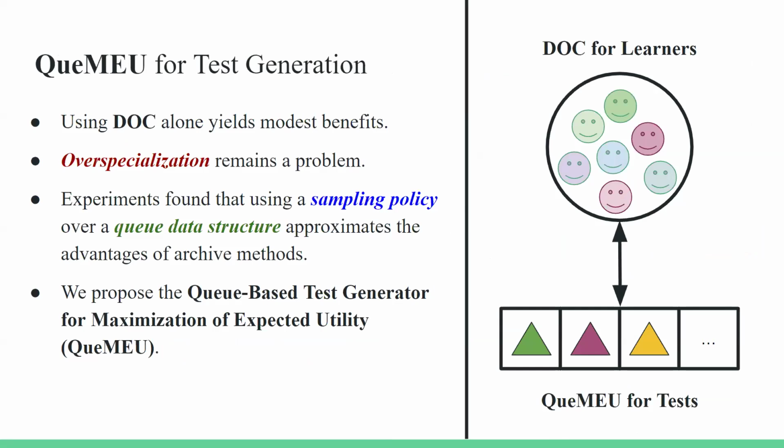Experiments with different hybrid models led to the discovery that defining a sampling policy over a Q data structure for the test population actually yields some of the advantages that we get with those theoretical archive methods. And so now we propose that Q-based test generator for maximization of expected utility, which for short we call Q-mu. Here we use a different data structure for that test population.